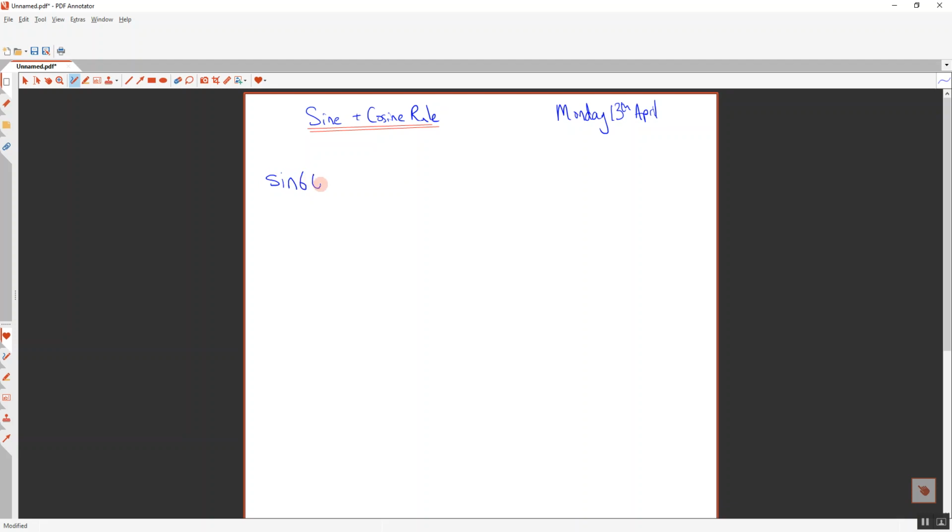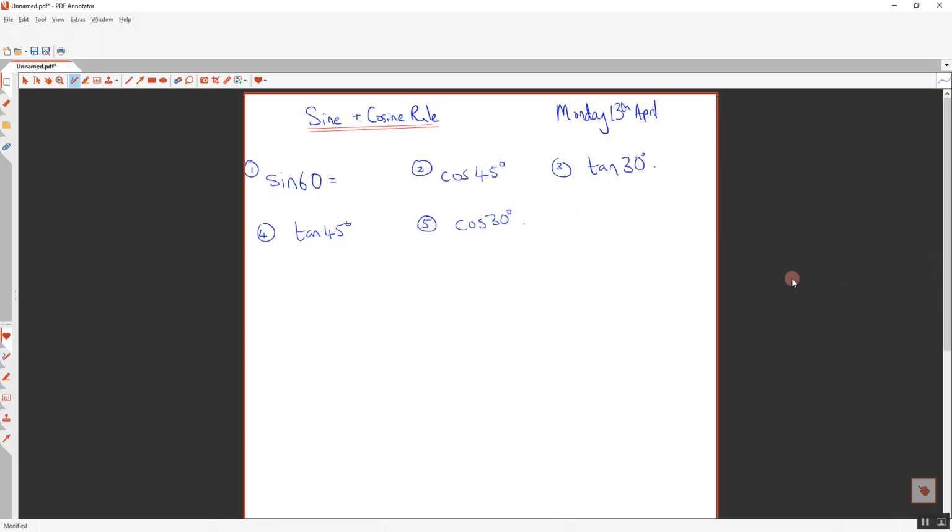The first question is, I want the exact value of sine 60. That's number one. Number two, what is the answer to cos of 45 degrees? Number three, what is the answer to tan of 30 degrees? I want exact values. I do not want you putting these into your calculator. Question four, what is the answer to tan of 45 degrees? And question five, let's say cos of 30 degrees.